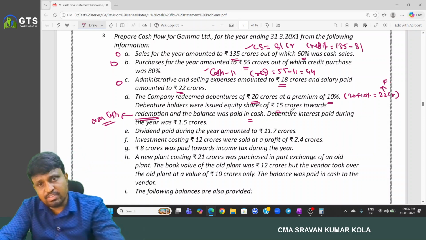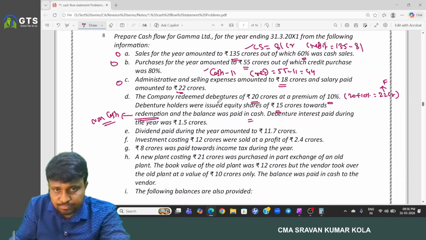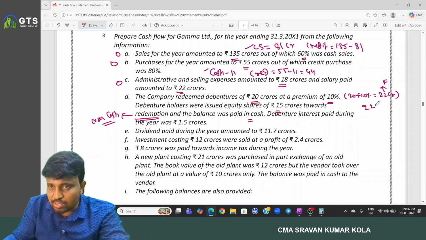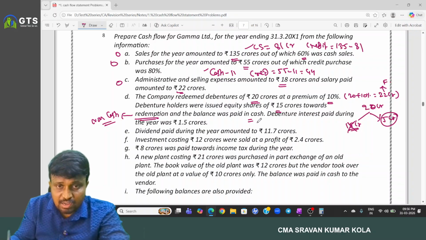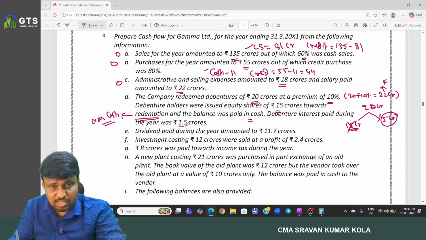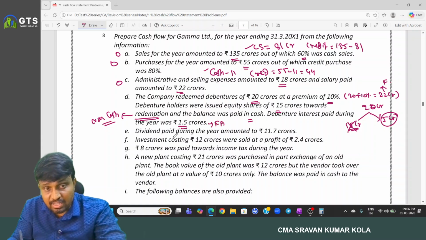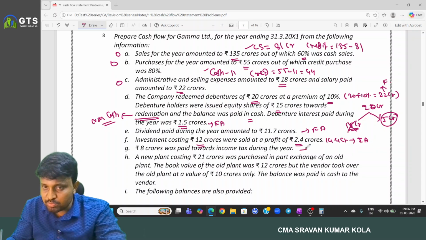So what is the balance? Total 22 crore are there. Sorry, 20 crore. Out of 20, 15 crore are issued in terms of equity shares, and the remaining 5 crore only paid in cash. And the debenture interest paid during the year, 1.5 crore, is a financing activity. Dividend paid is a financing activity. Investment costing was sold at a profit of 2.4, nothing but 14.4 crore, is the investing activity. 8 crore paid towards income tax, that is an ordinary operating activity.